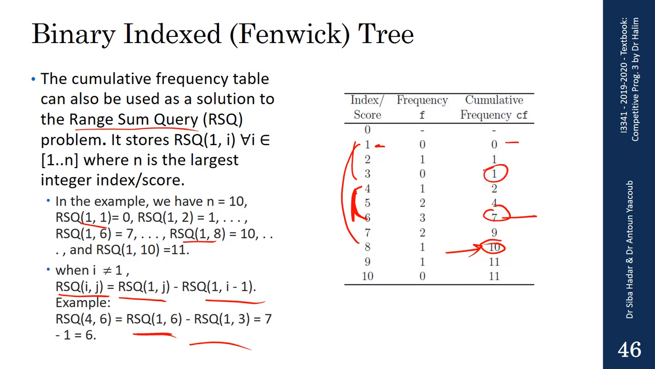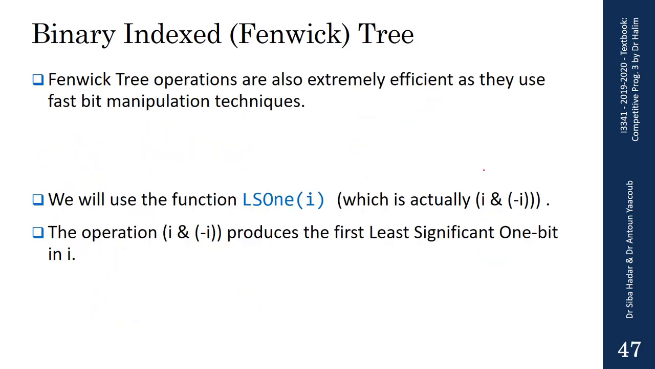So there are 6 grades between 4 and 6. This is the meaning of range sum query. So how can we do that? We'll use a Fenwick tree, which is very efficient, and we will be using some bit manipulation.